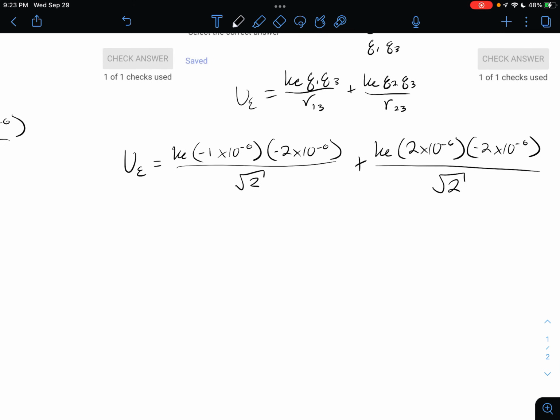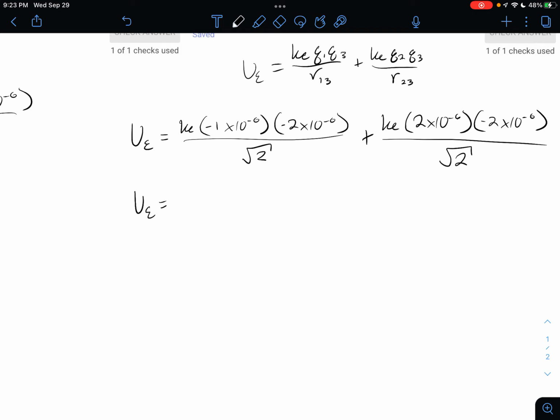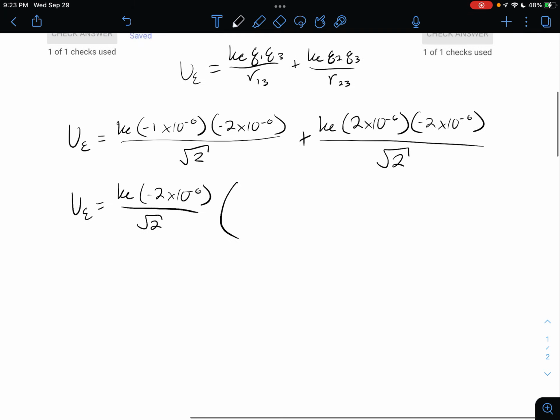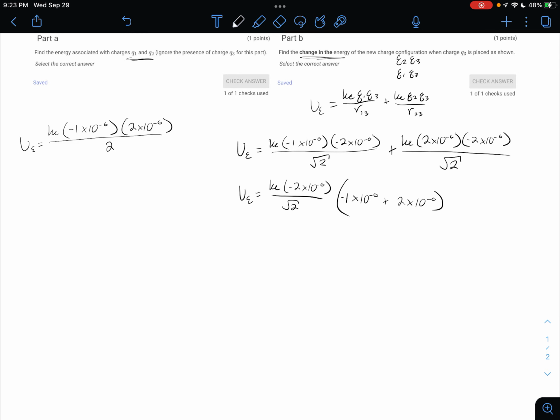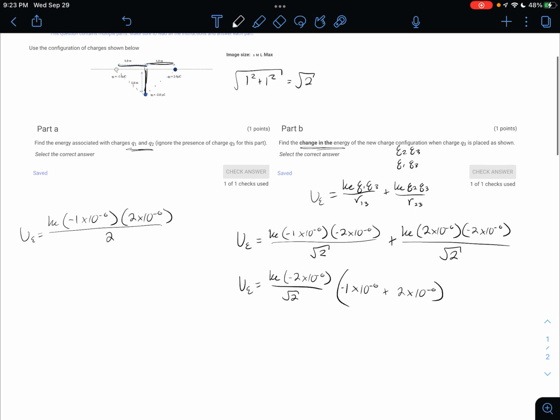So if I just simplify this, I'm going to factor out the Ke, the charge of Q3, and that √2 just to make it look a little nicer. It's going to be Ke -2 times 10 to the -6 over √2 all times 1 times 10 to the -6 plus, that's a -1 because we have negative here, negative here. That's going to be plus our 2 times 10 to the -6. So yeah, we plug this into our calculator, and that's going to give us our answer for part B, which is that change in the energy.